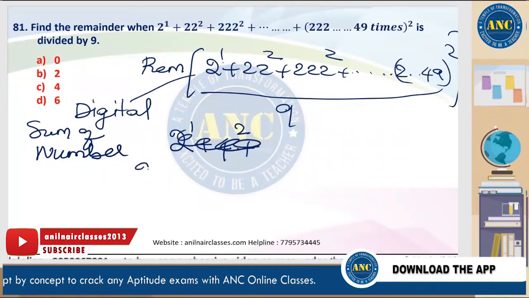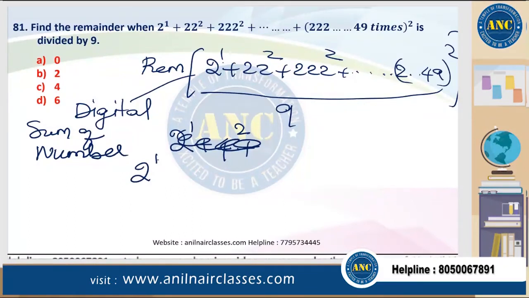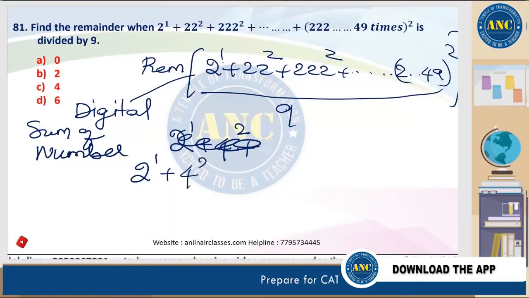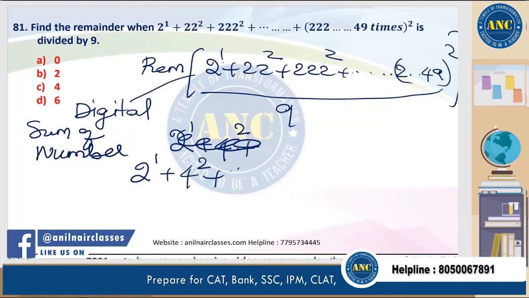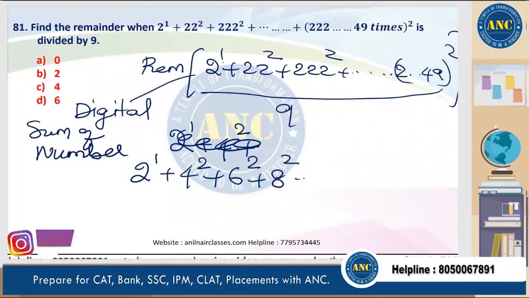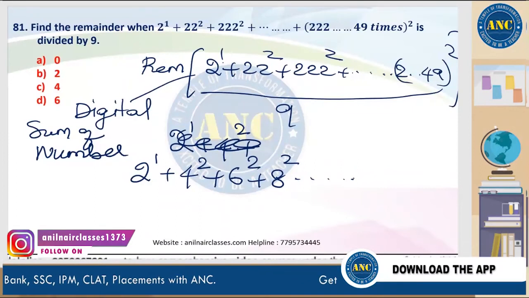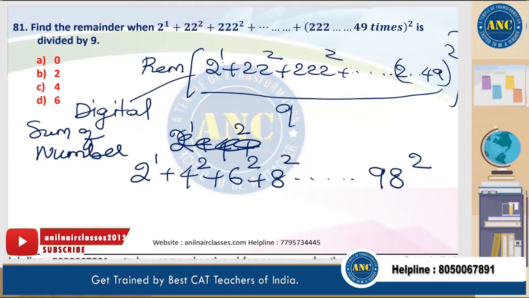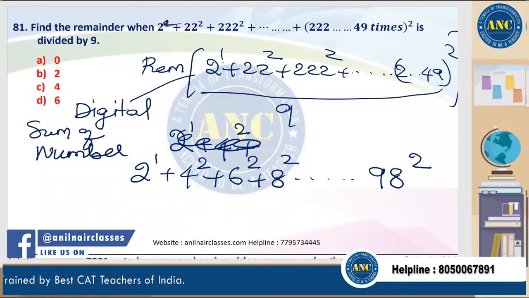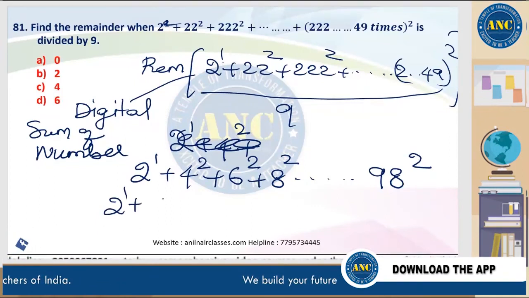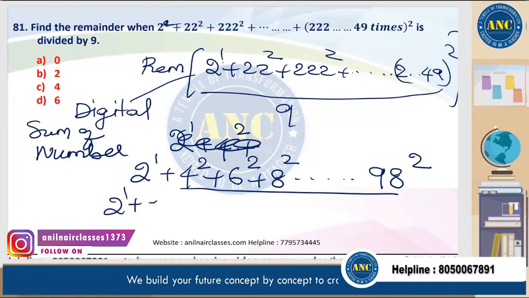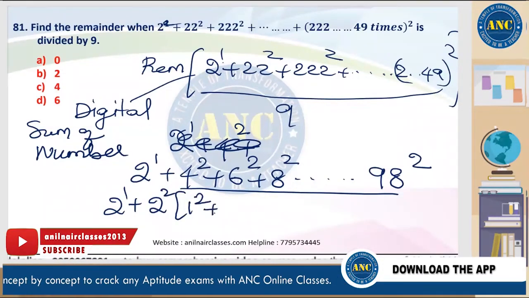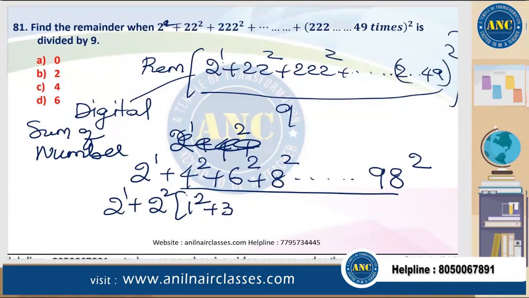Or you take 2 common, you will easily get the answer. 2 power 1. 2 plus 2 is 4, 4 square. Next is 2 plus 2 plus 2 is 6, 6 square. Next is 8 square. And so on up to 2 added 49 times is 98 square. It has to be 2 square, I think. Okay, 2 power 1 plus 4 square, 6 square and so on up to 98 square. If I take 2 square common, 1 square plus, okay, I'll write down here neatly.